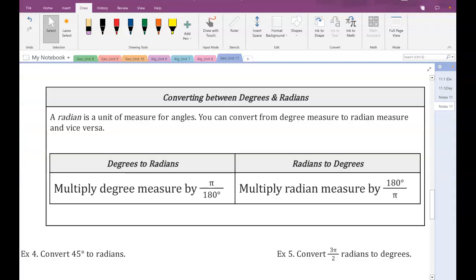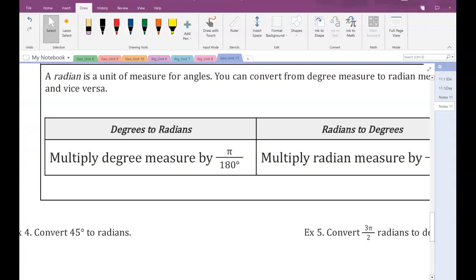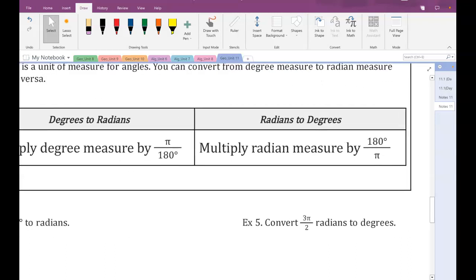So going back to the notes now, to convert from degrees to radians, we multiply our degree measure by pi divided by 180 degrees. To get from radians to degrees, we multiply by the reciprocal, so we multiply by 180 divided by pi. When we're writing in degrees, it could be any whole number or a decimal. When we're writing in radians, it'll always be a fraction. You always want to express your answer as a fraction, with a pi in the numerator.